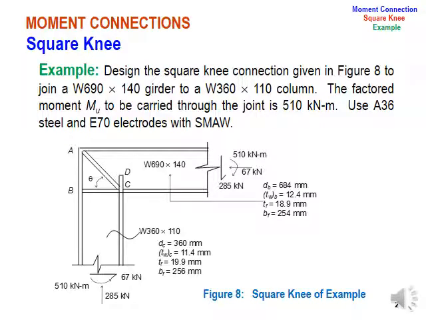Here you can see a square knee example problem in which you have to design a square knee connection, given in figure number 8, to join a W690 x 140 girder to a W360 x 110 column. The factored moment Mu to be carried through the joint is 510 kilonewton meter. Use A36 steel and E70 electrodes with SMAW.